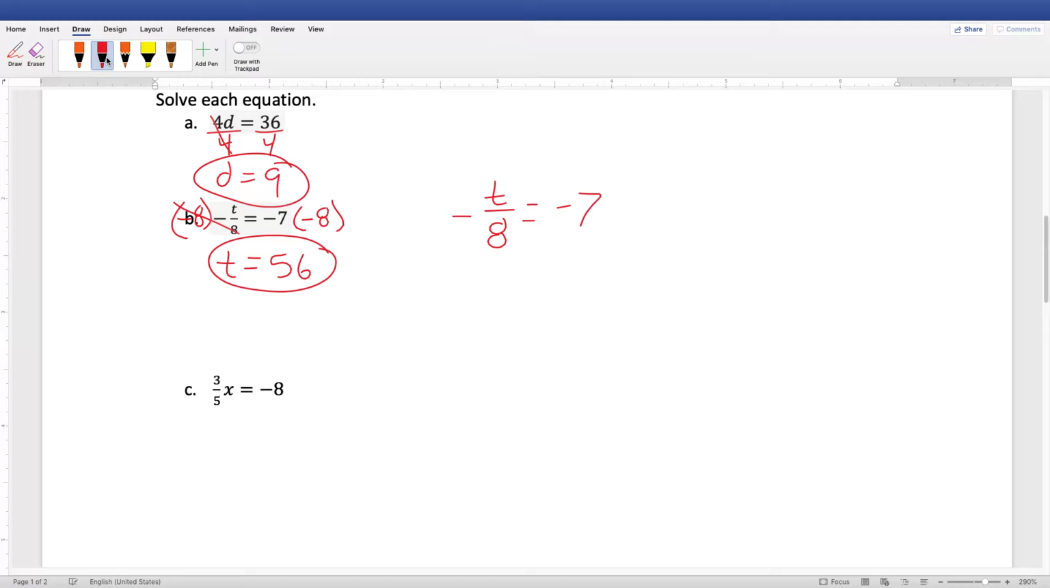The other way you might see this done is negative t over 8 is equal to negative 7. You will see students do this: you multiply both sides by 8, and that gets rid of your fraction. So my 8s cancel. I'm left with negative t is equal to negative 56. But I want to make sure that t is by itself. It needs to be positive. So I divide by negative 1 on both sides, and I get t is equal to 56.